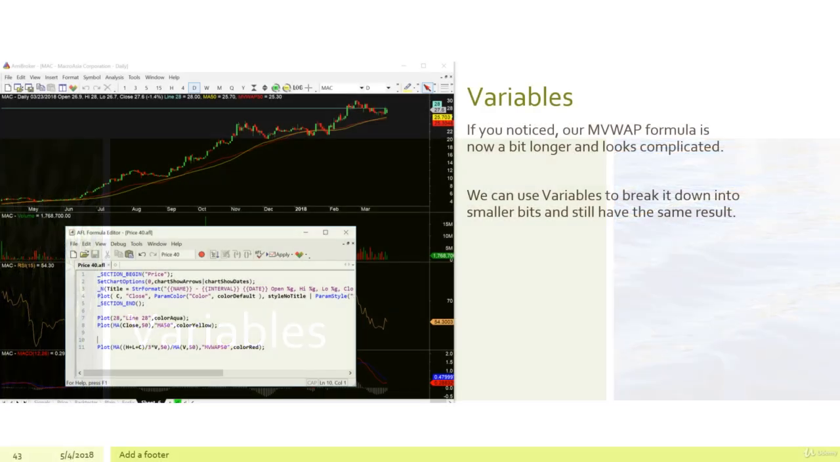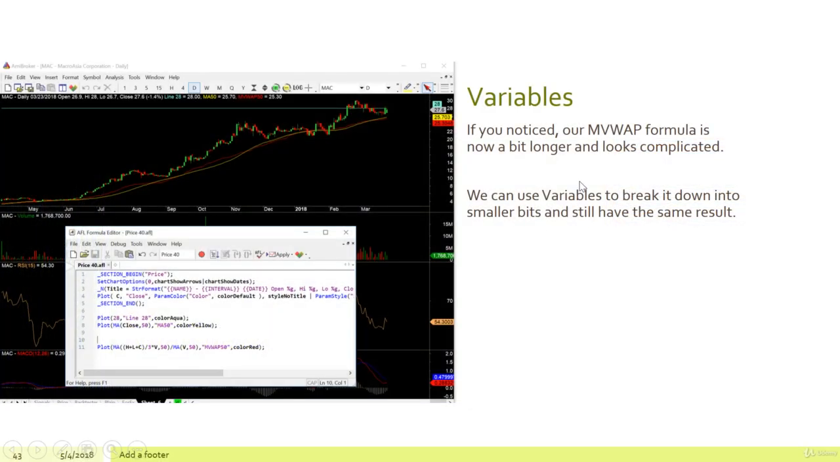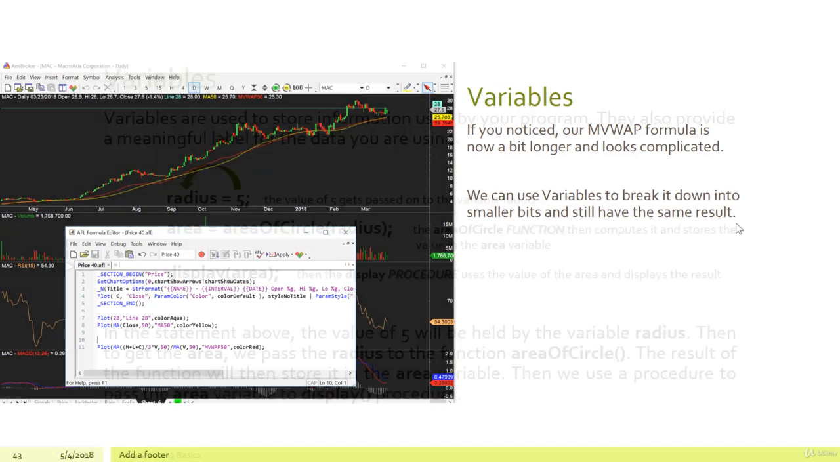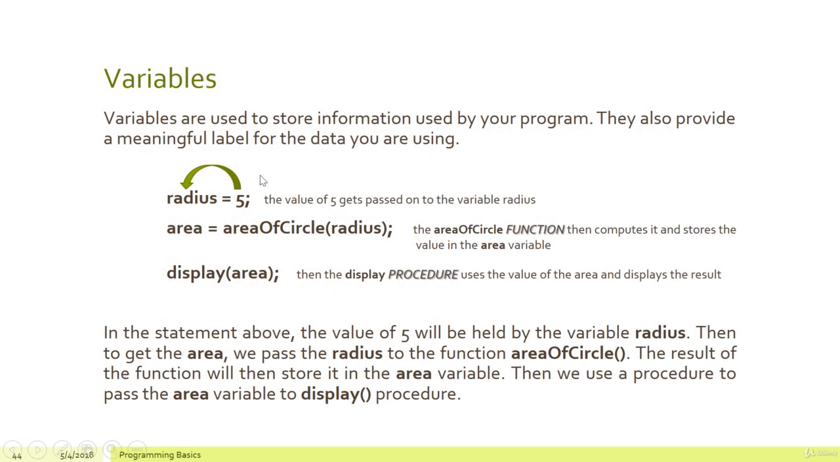Variables. If you noticed, our MVWAP formula is now a bit longer and looks complicated. We can use variables to break it down into smaller bits and still have the same result. Variables are used to store information used by your program. They also provide a meaningful label for the data that you're using.